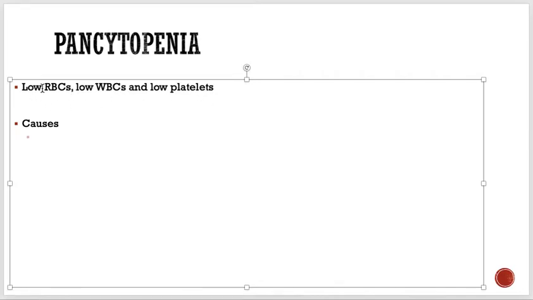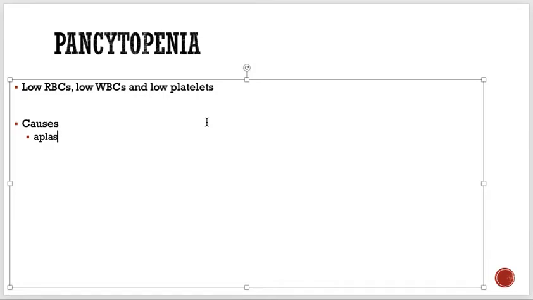In other words, you can also say that pancytopenia is anemia with leukopenia with thrombocytopenia. Now there are a lot of causes which can cause pancytopenia, and of course they are written in the books, but here I'm not going to mention all, rather the important ones.